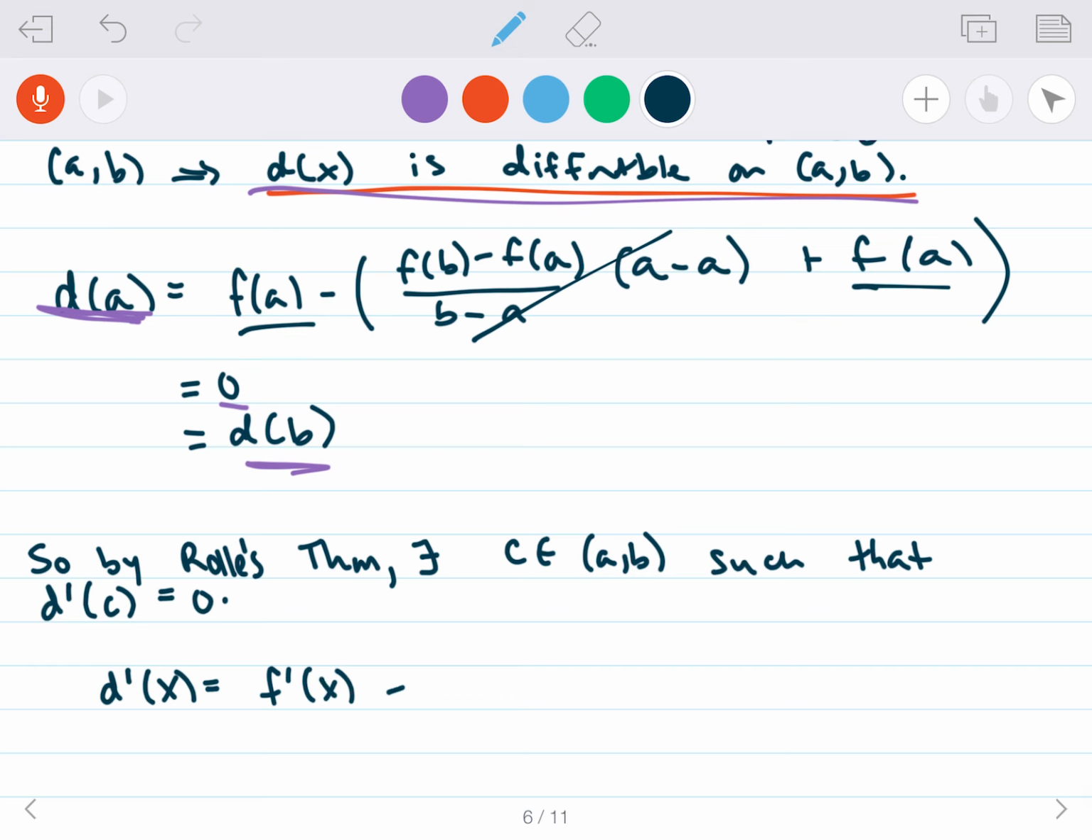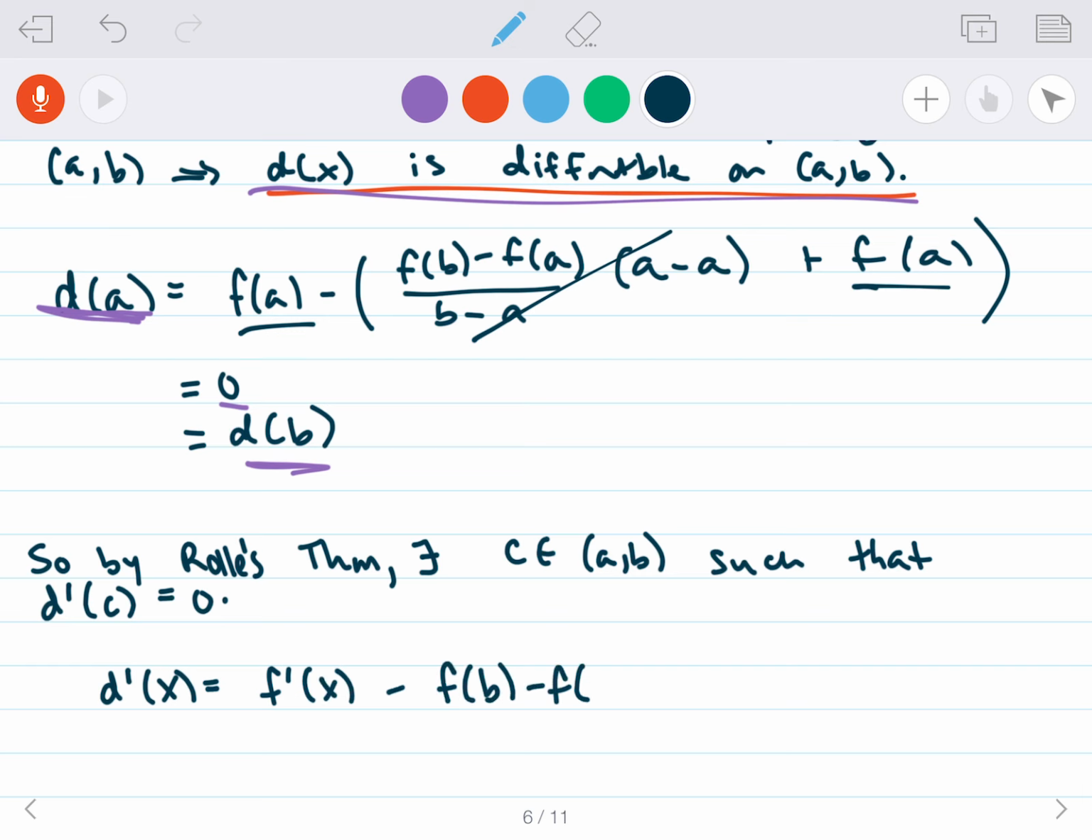So that equals that minus f of a over b minus a. Okay, and so we know that d prime of c equals 0. So if I plug in c for my x values, I get d prime of c equals f prime of c minus f of b minus f of a over b minus a, but hey, this equals 0. Okay, so then if I add this to both sides, I get exactly what I wanted.